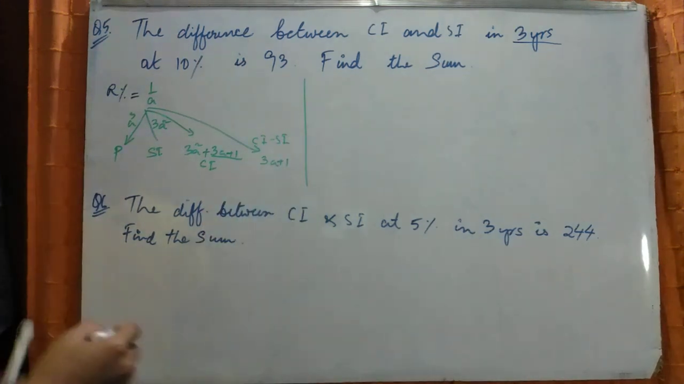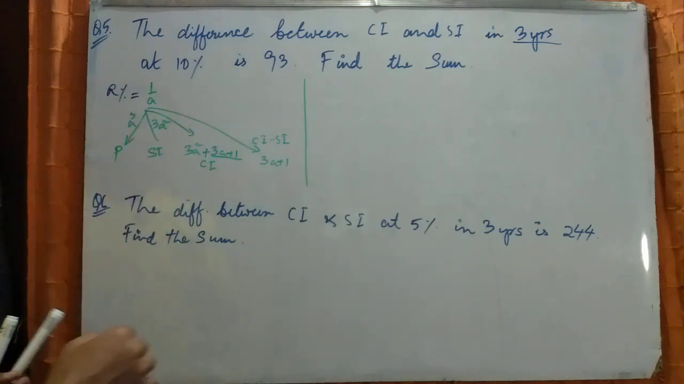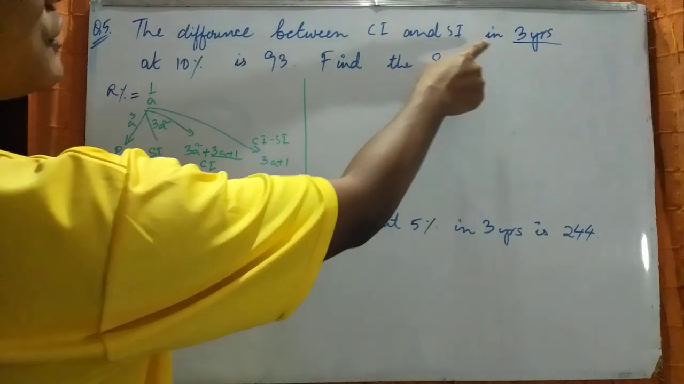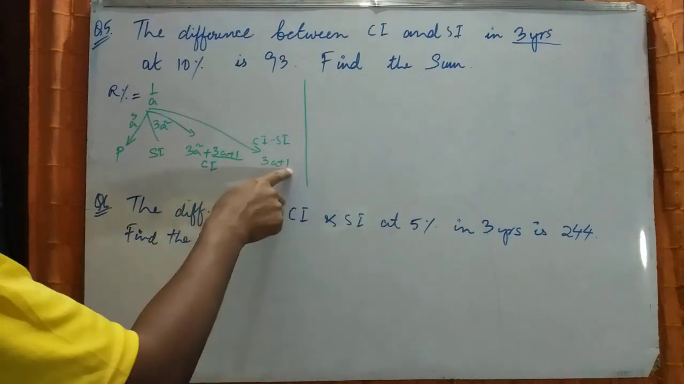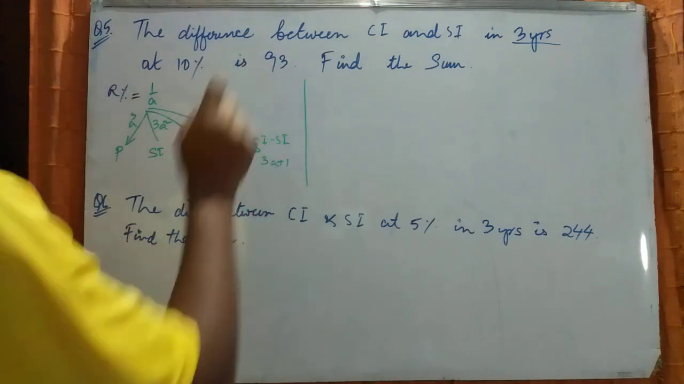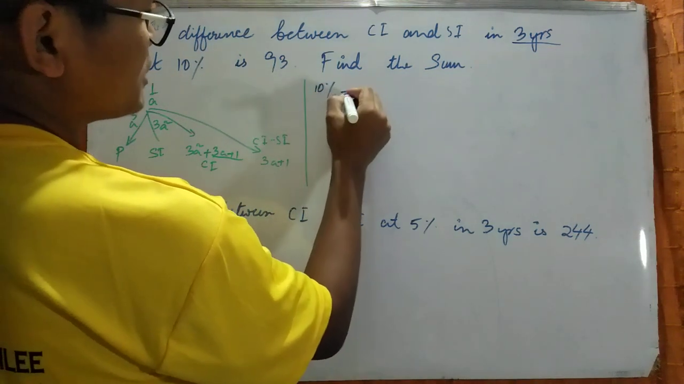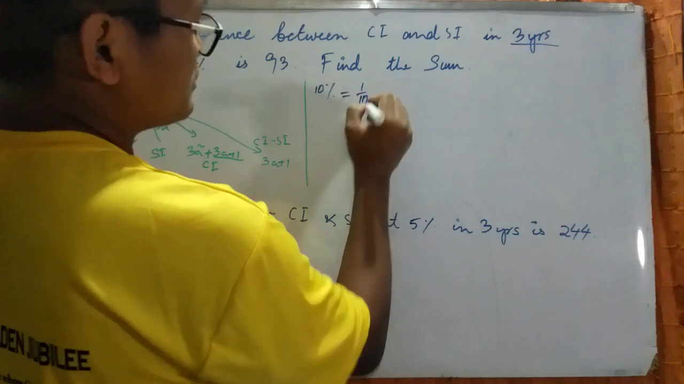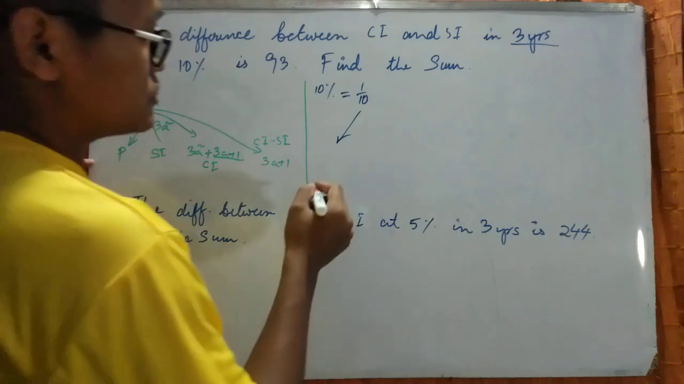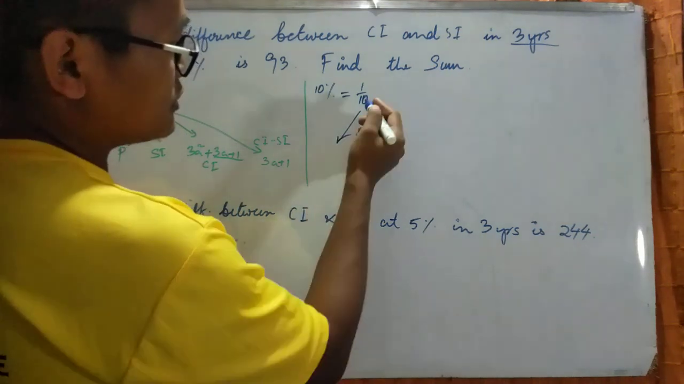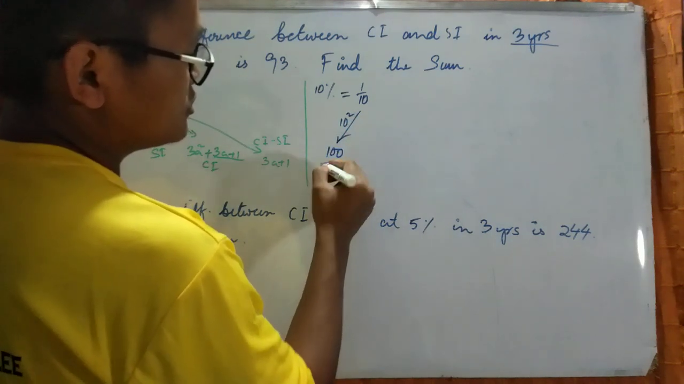This is the basic concept, the basic formula, in the percentage concept. I have a question: the difference between compound interest and simple interest in 3 years at 10% is 93. Find the sum. So the difference is 3a plus 1 times the principal, equal to 93. The rate is 10%. 10% means 1 by 10. So a is 10. The sum, the principal, is a cube, 10 cube.